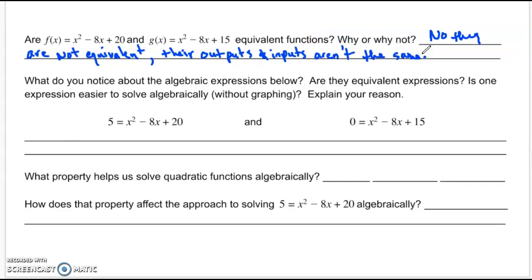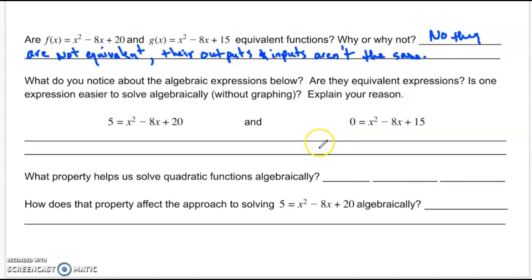They're not identical. All right, so what do you notice? We also may notice, if you go back to that previous page, the graphs were not in the same spot. They have to be in the same spot for them to be equivalent functions. All right, so what do you notice about the algebraic expressions below?